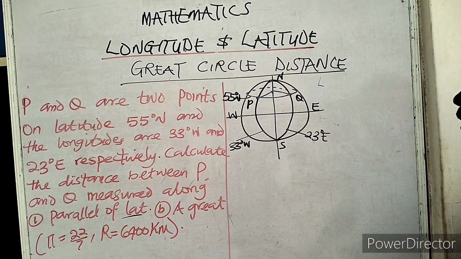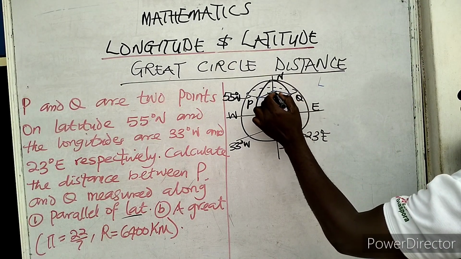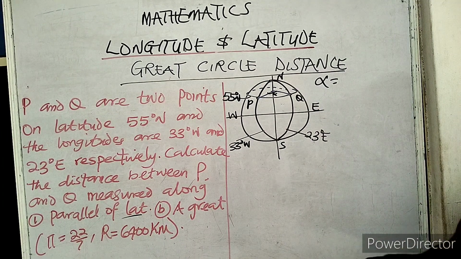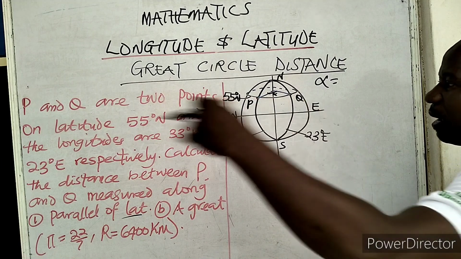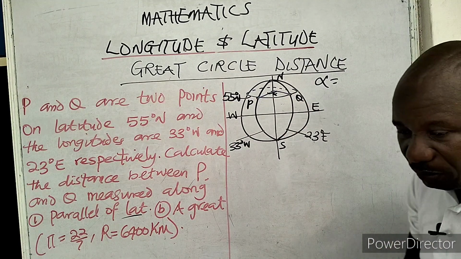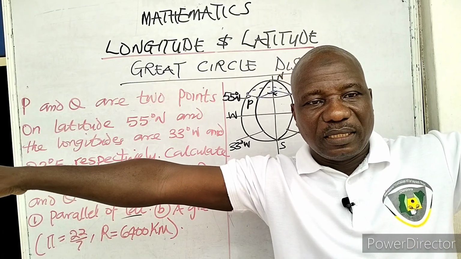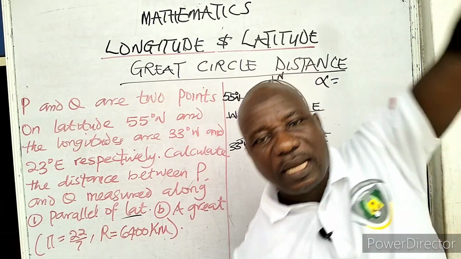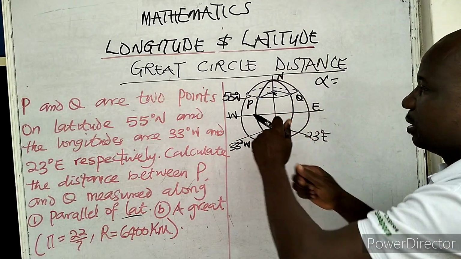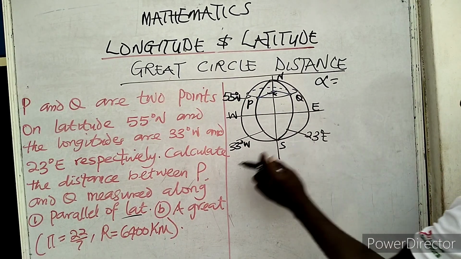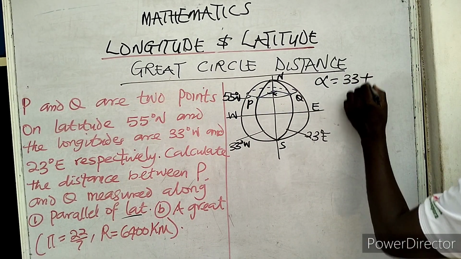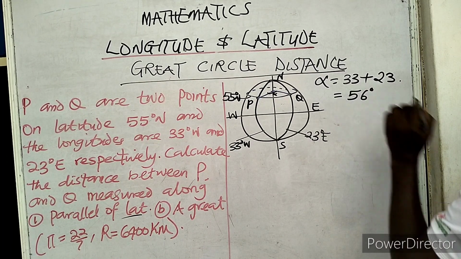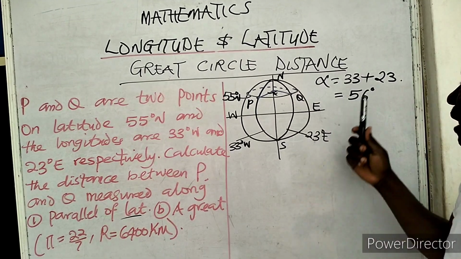The longitudinal angle here is what? If I call this alpha, so I say my alpha is going to be, since they are located in different places, one in the west, one in the east, you add. But when they are on the same side, you subtract. So this one now, you can see, is like this, so we are going to add. This one is 33 plus 23. That is 56 degree. So the angle between them is 56.